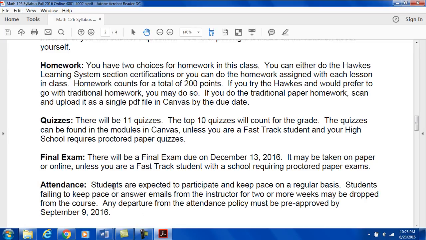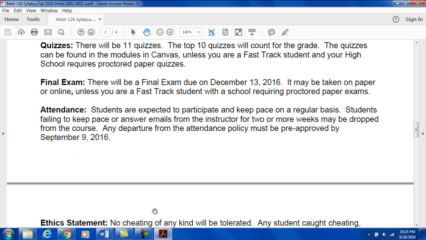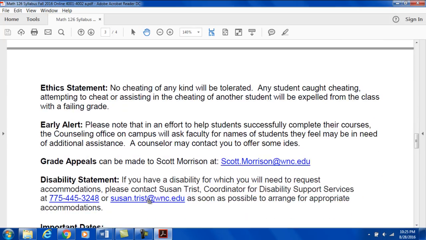Attendance: students are expected to participate and keep pace on a regular basis. Students failing to keep pace or answer emails from the instructor for 2 or more weeks may be dropped from the course. Any departure from the attendance policy must be pre-approved by September 9th, 2016.